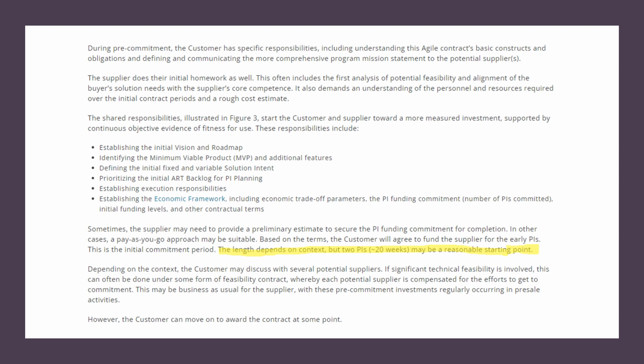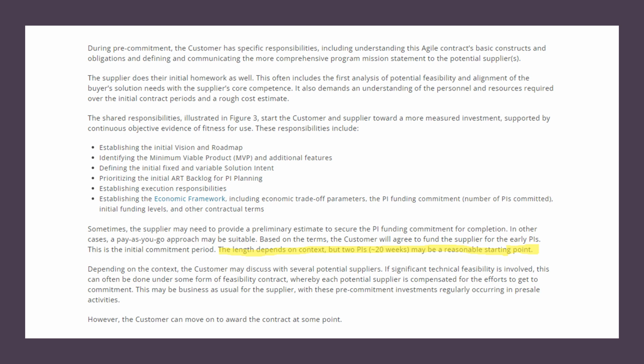Based on the terms, the customer will agree to fund the supplier for early PIs. So this is the initial commitment period. The length depends on context, but 2 PIs may be a reasonable starting point. Depending on the context, the customer may discuss with several potential suppliers.